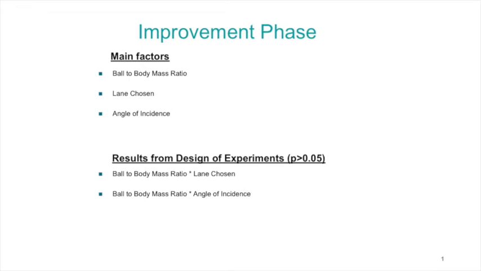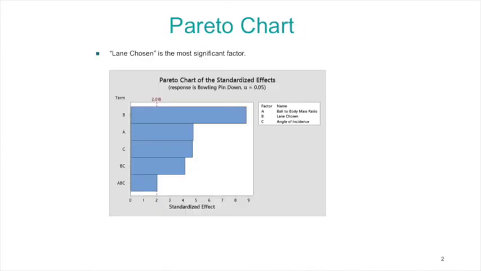Our first round of DOE concluded that there are 2 interactions of factors that have a p-value greater than 5%. Therefore, we eliminated these 2 factors, reran the DOE, and obtained the following Pareto chart. Among these factors, it is shown that the lane choice is the most crucial factor, as the standardized effect is almost twice as much as the others.